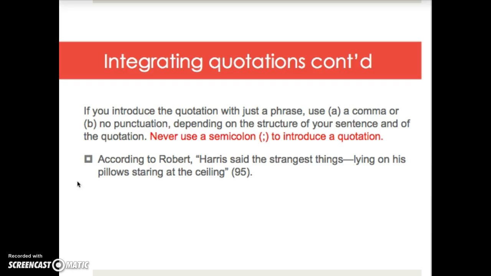So in our example, we have "according to Robert," so that's our phrase, and then we have a comma, and then our quote. So according to Robert, Harris said the strangest things lying on his pillow staring at the ceiling. So you'll notice, according to Robert, we're telling the speaker of this quotation and giving a little bit of setup for the quotation, so it makes more sense.